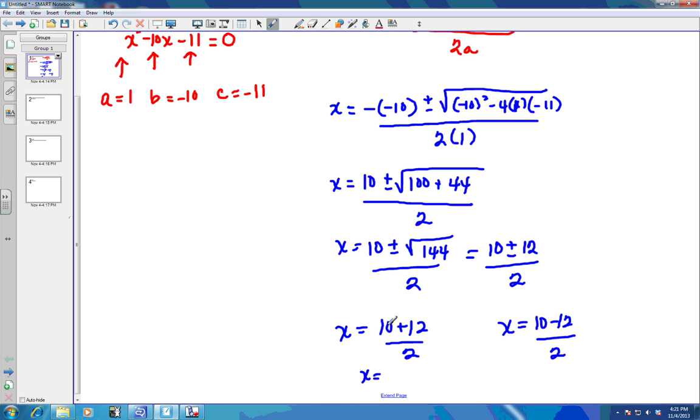So this is going to be 22 over 2, or 11. This is going to be negative 2 over 2, or negative 1. So negative 1 and 11 would be my two answers for that. And we could check it if we wanted to.